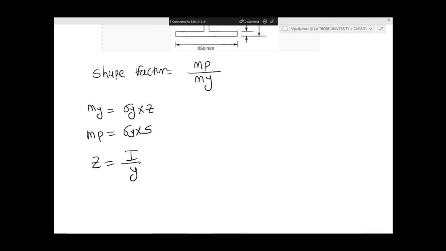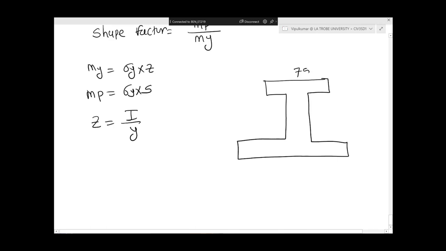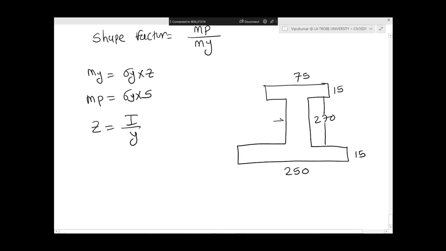For I, we need to find the center of gravity. We need to find I1, I2, I3. We need to find y, S, same procedures, a long one. All right, let's do it. We have half an hour, so it's a little bit quick, but you can stop me if you don't understand any part. 75, 15, 250, 15, 270, 50, right?